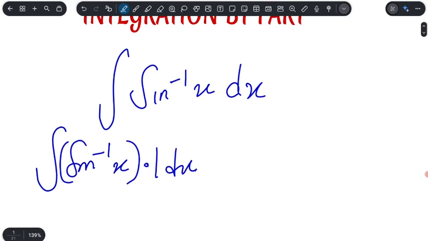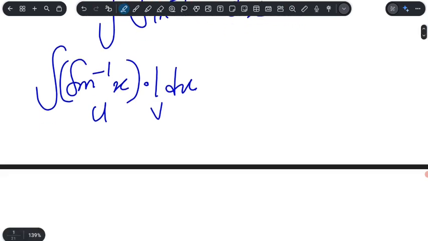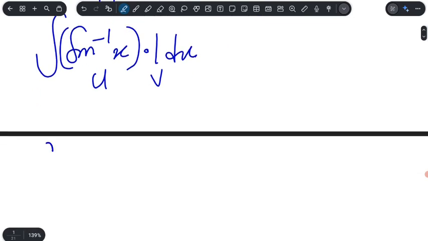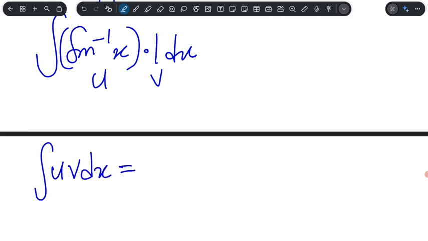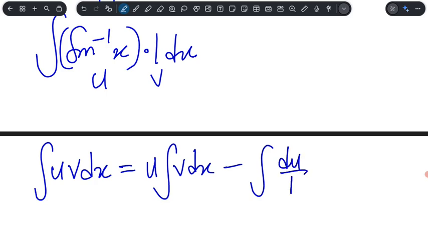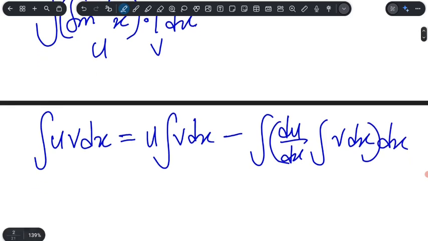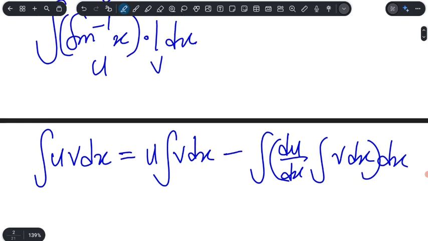So in the process, arc sine x can be u, and 1 can be v. This will now give us the formula for integration by parts: integral uv dx gives us u integral v dx minus integral of du/dx times integral v dx, total dx. Therefore, we will be able to know the values of u and v.